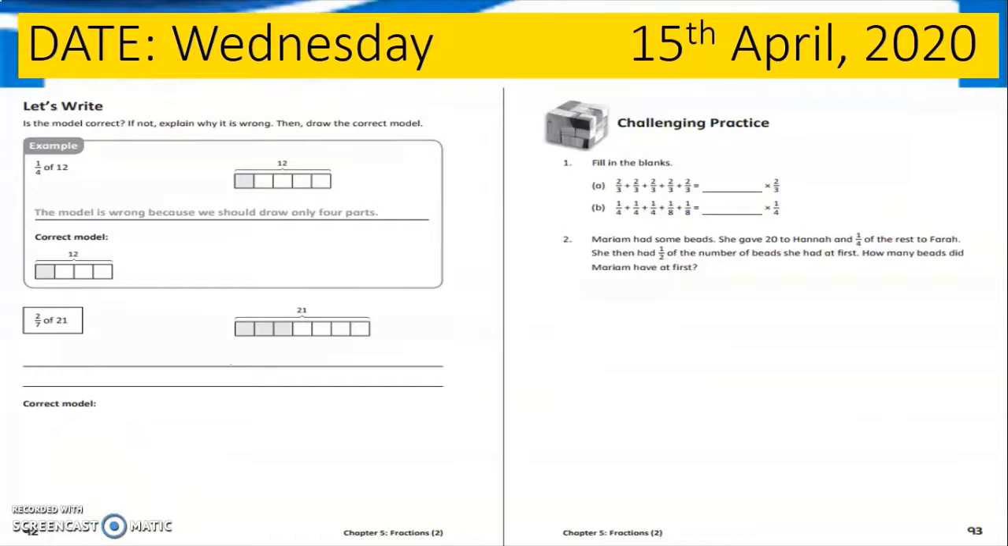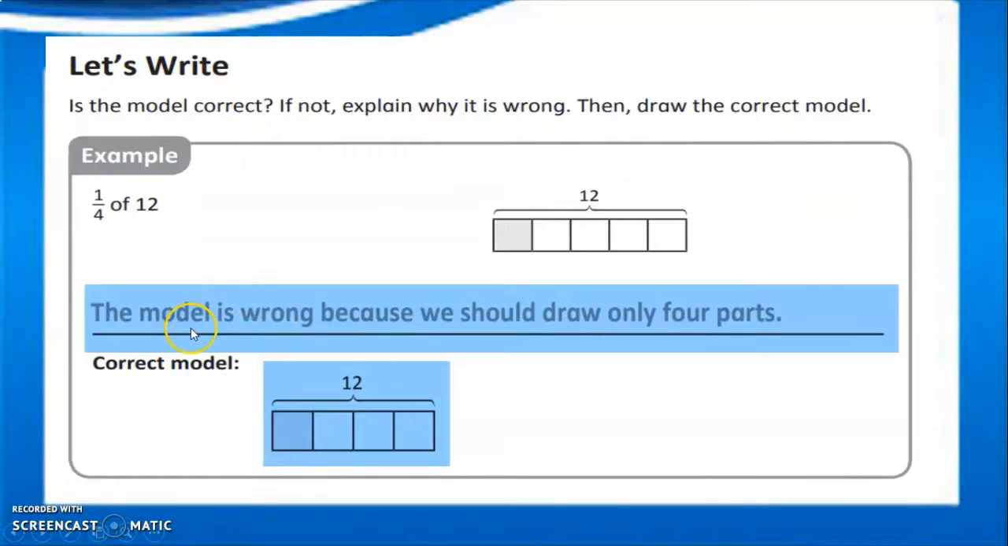Now bring out your workbook, turn to pages 92 and 93. As you can see on page 92, what you're going to do is find out if the model is correct or not. If it's wrong, you need to write the reason why it is wrong. An example is stated in your book. So the model is wrong because we should draw only 4 parts because the denominator is 4. Okay, so you must draw the correct model.